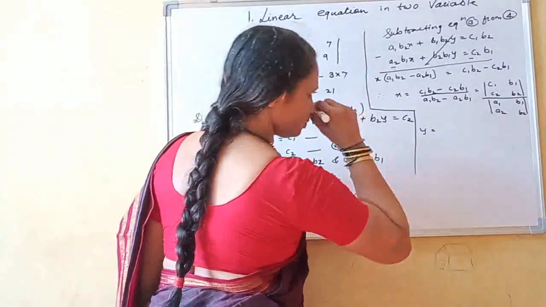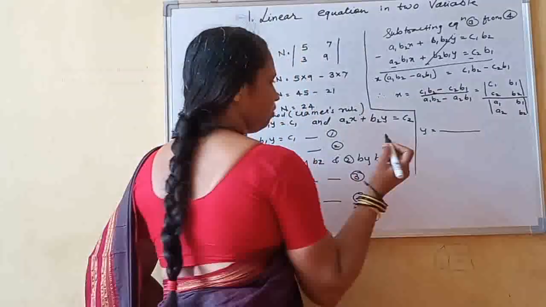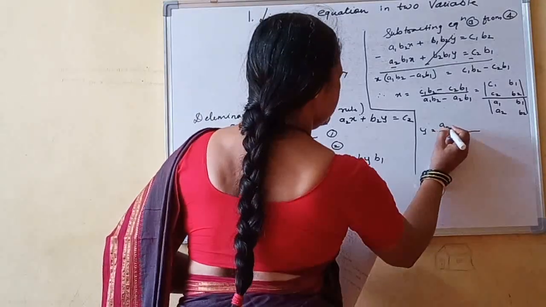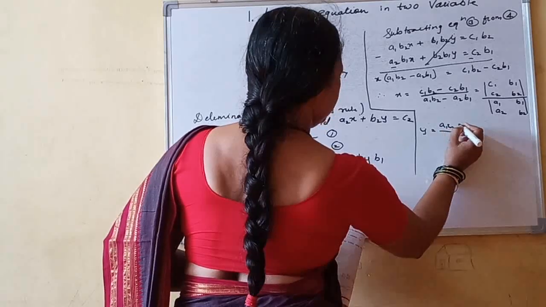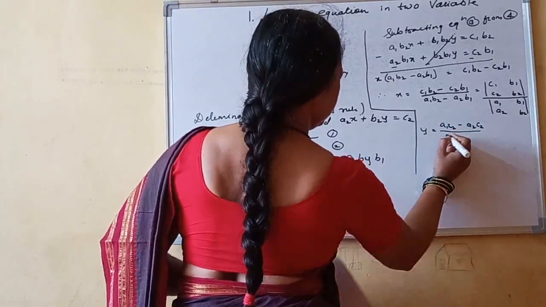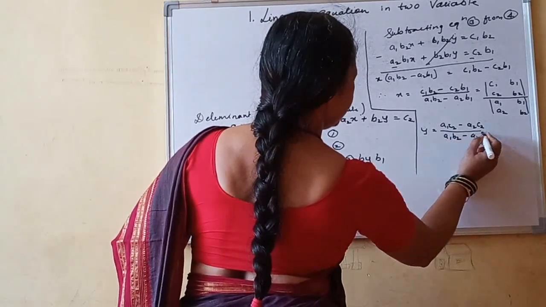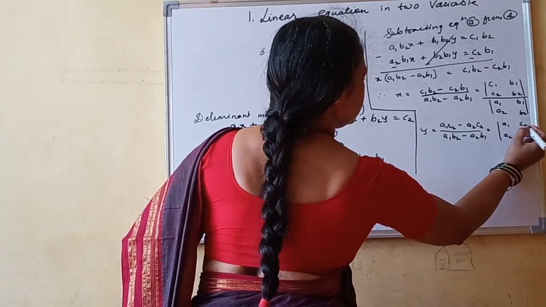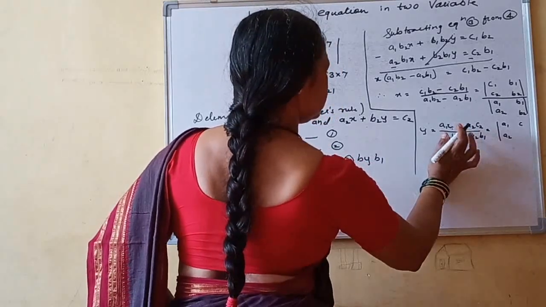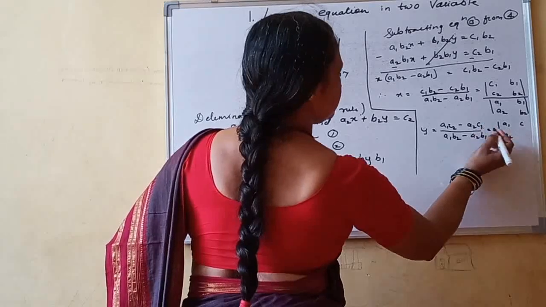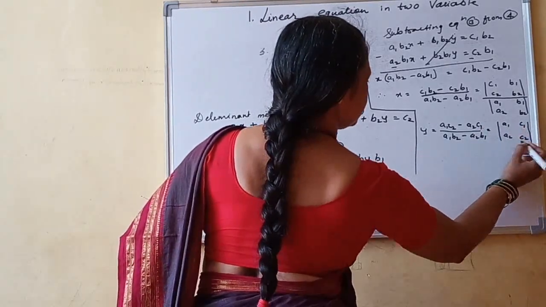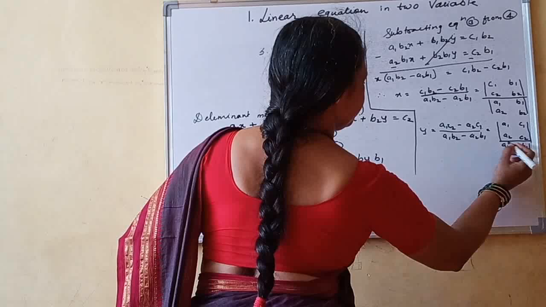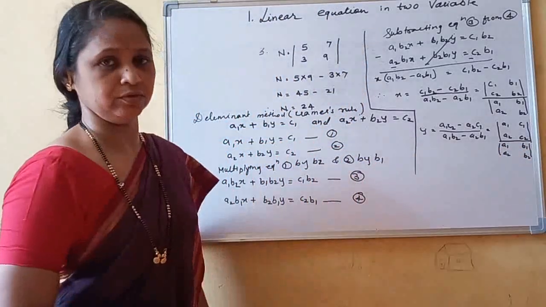Y is equal to, y will be equal to A1 C2 minus A2 C1 upon A1 B2 minus A2 B1, which can be written as the determinant of A1 A2 B1 B2 in the denominator and A1 A2 C1 C2 in the numerator. In this way we can find out the values.